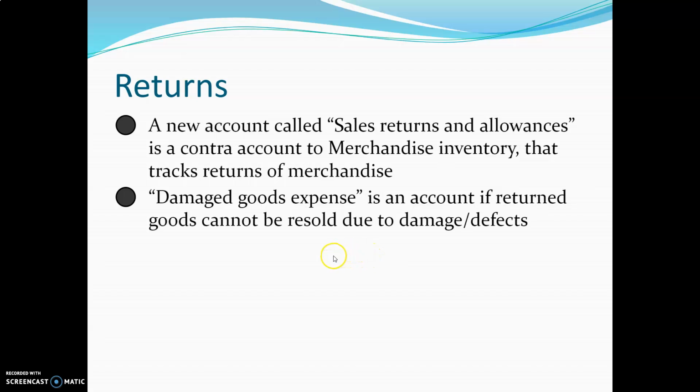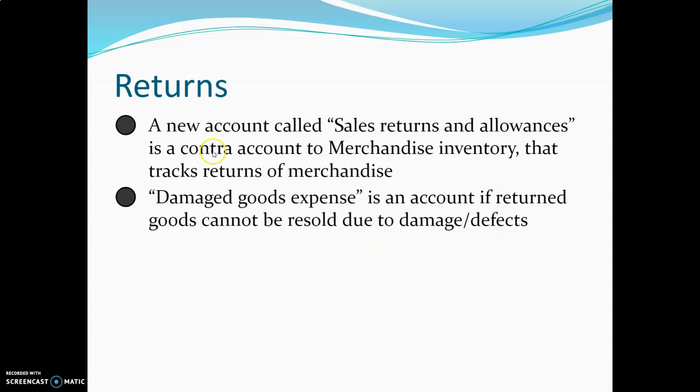What about returns? Well, we have this new account called Sales Returns and Allowances, and it's a contra account. So think about this. Remember, contra accounts end up being on the opposite side of where the normal balances are. Merchandise inventory is usually an asset which is then tracked on the debit side. So that means that sales returns and allowances is a credit account. It's a contra account.